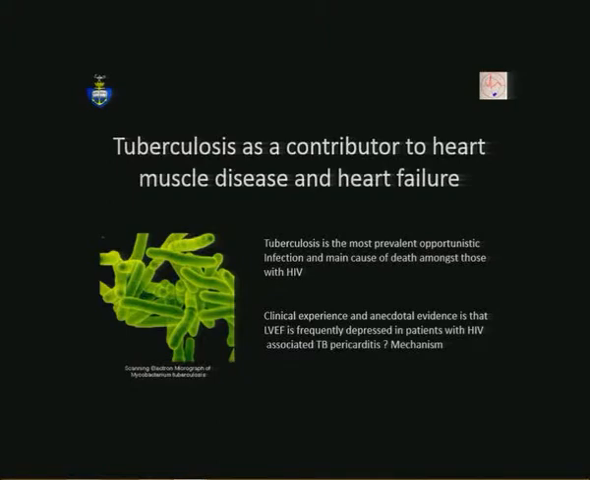I'm going to switch gears again to show you what's relevant to that second graph showing the high burden of tuberculosis, and look at tuberculosis as a contributor to heart disease. So we know that it's the most prevalent opportunistic infection and the main cause of death, particularly amongst those with HIV. And we've also noted from clinical experience and anecdotal evidence that the left ventricular ejection fraction was depressed in patients who had HIV-associated TB pericarditis. And just to say that the main manifestation of heart disease in those with TB is pericardial disease.